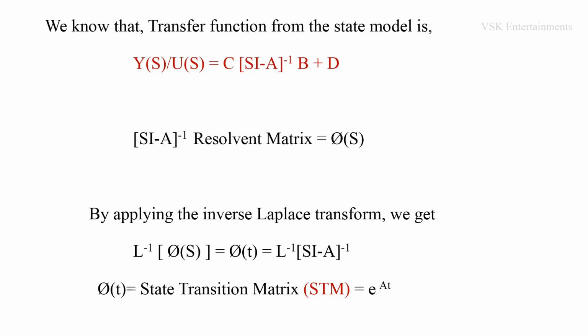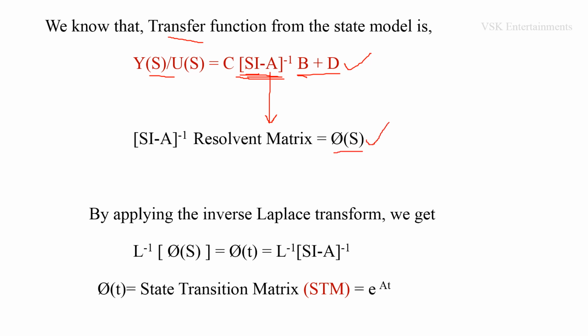The concept of the state transition matrix is very simple. First consider the transfer function of a state model. I think everyone knows the transfer function expression for a state model, that is Y of s by U of s is equal to C into (sI minus A) whole inverse B plus D. In this expression, the matrix (sI minus A) whole inverse is called the resolvent matrix, denoted by phi of s.